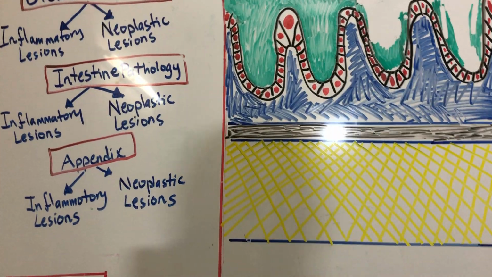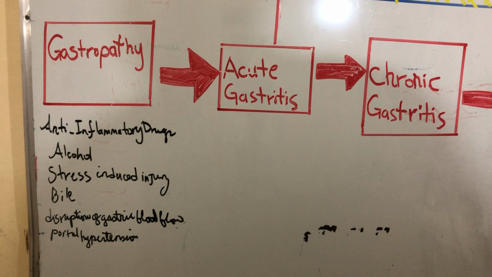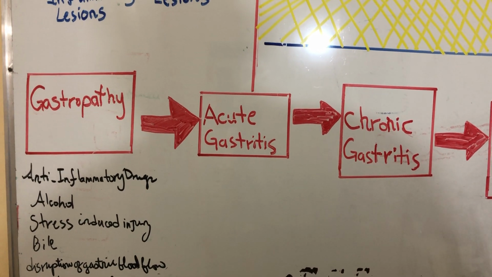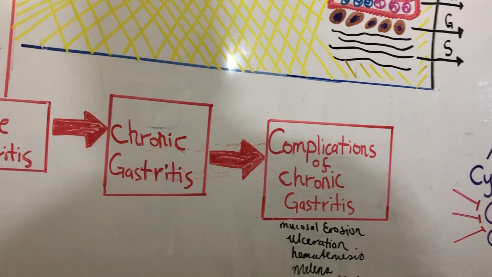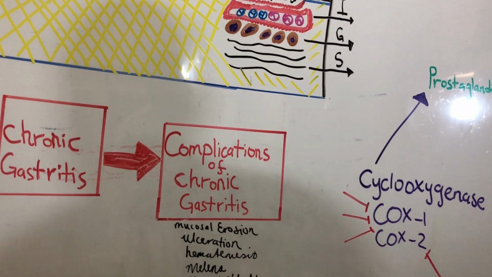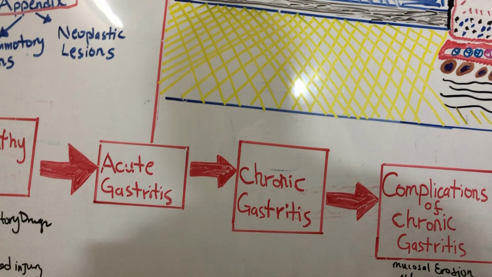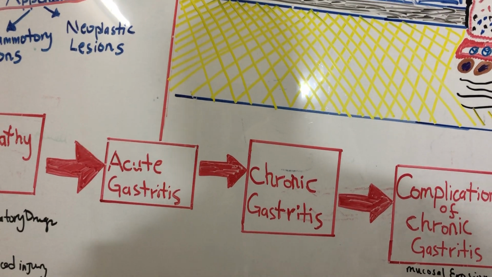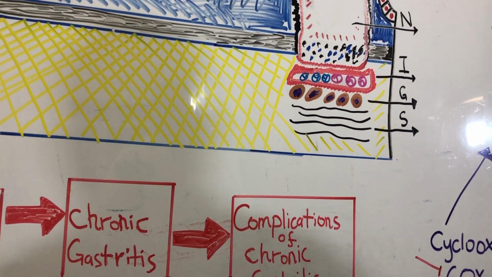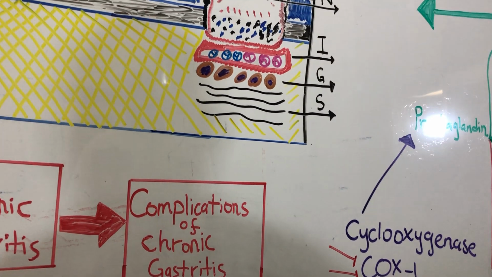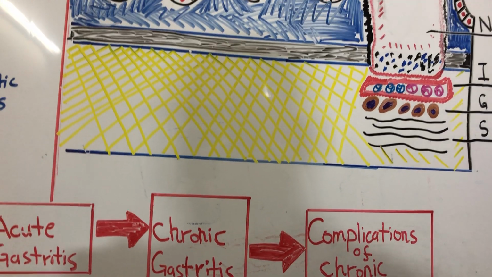And also, I want us to know a very important point, and that is we develop from acute gastritis into chronic gastritis into complications of chronic gastritis. So first of all, there are no complications of acute gastritis. The complications are usually caused by chronic gastritis. They are complications of chronic gastritis, no complications of acute gastritis.